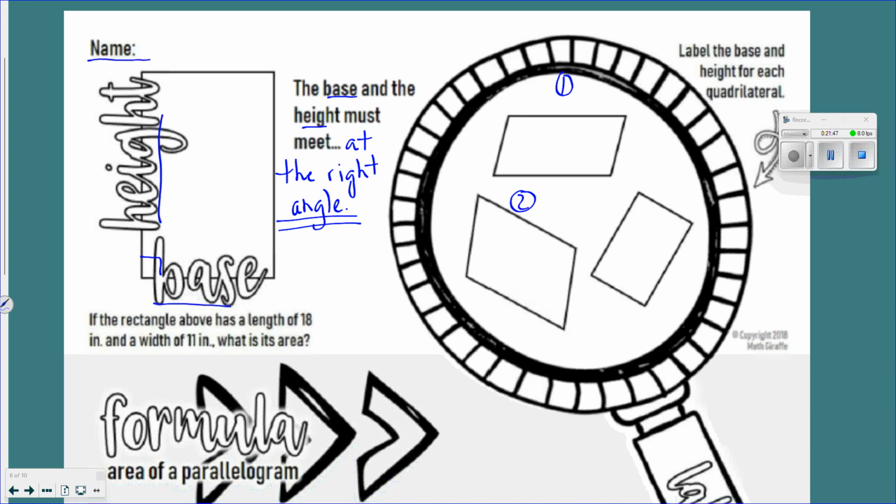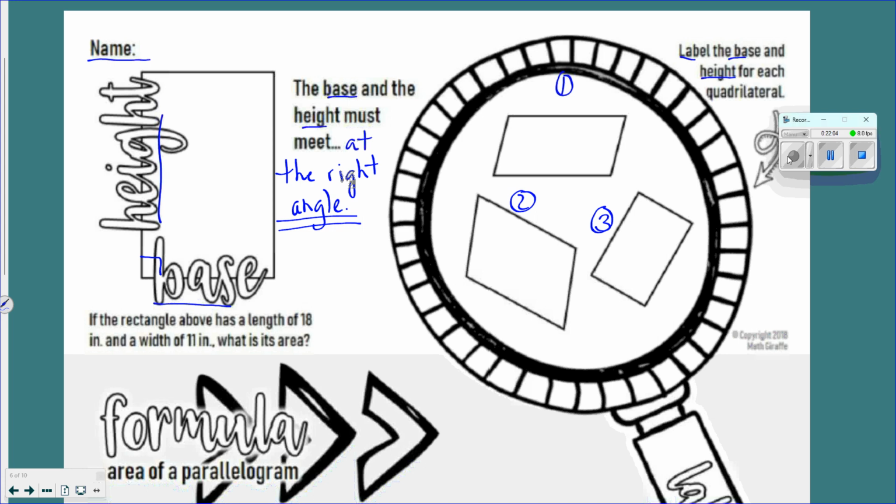I want you to label the base and the height for each of these three quadrilaterals. I'll give you a hint. For some of them, you may need to draw an extra line if you don't have a magic box. You may work together at the table. You have 3 minutes, and you can label the base and height on all three of them.